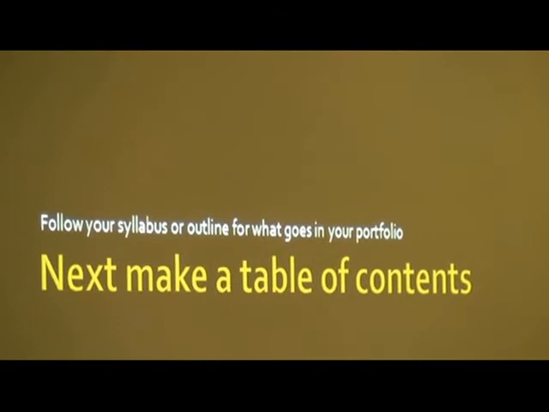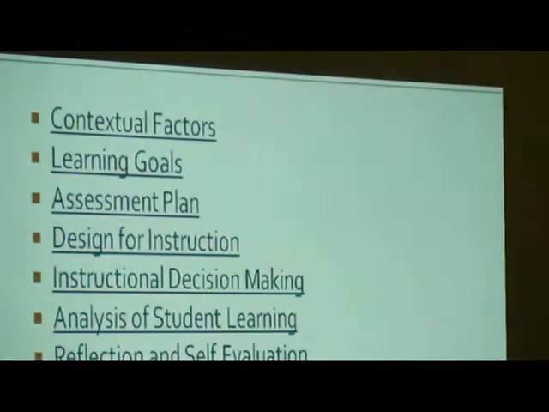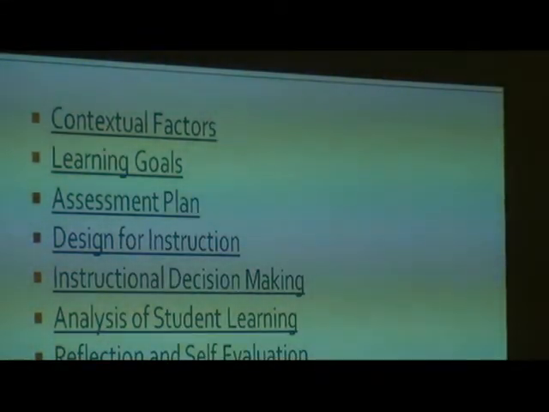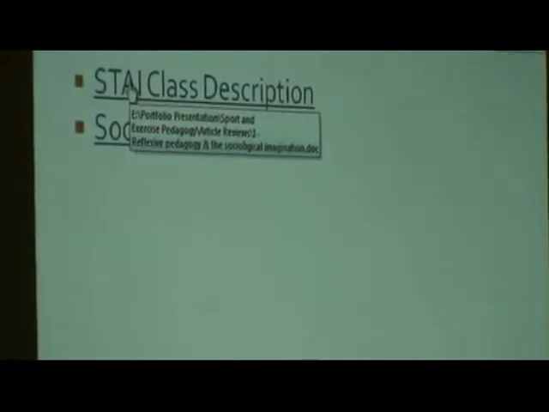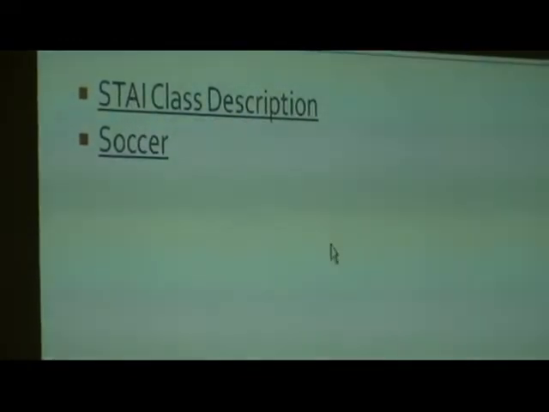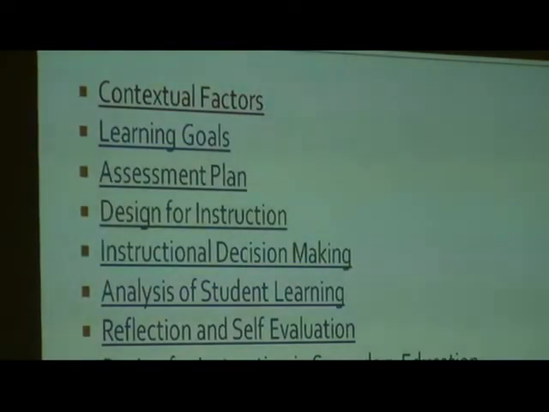Next thing, we're going to make a table of contents. So right here, what I've done is put together a table of contents, and again, I went through real quickly. We're going to come back and do this again. And I hyperlinked them. So contextual factors goes to the contextual factors course, and then I've got a back button down here that takes me right back to the table of contents.